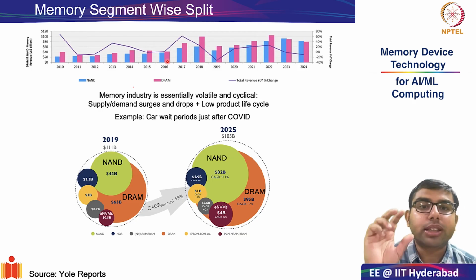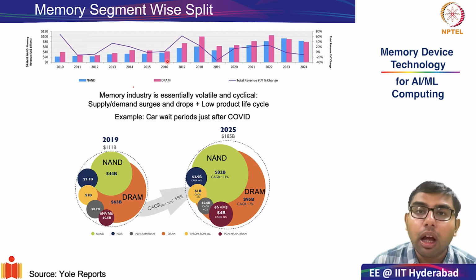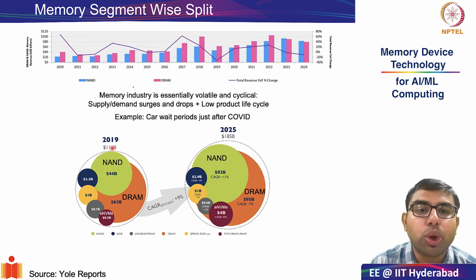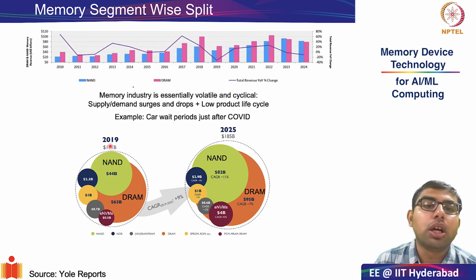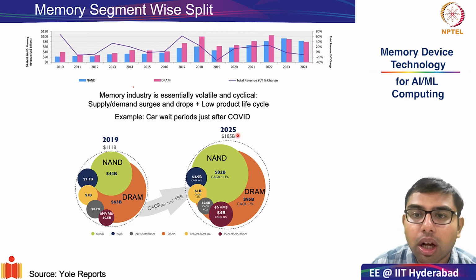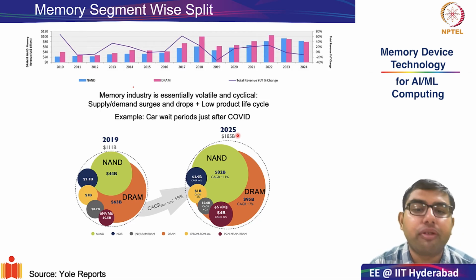Okay, so with this, let's also look at the segment-wise split in the growth of the memory market. In 2019, this is only for standalone memory, because you cannot see the SRAM. So 2019, it was $111 billion, and it is growing at a CAGR of 9%, projected to be $185 billion in 2025. Remember what CAGR was?